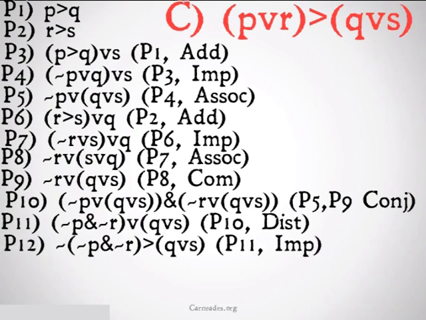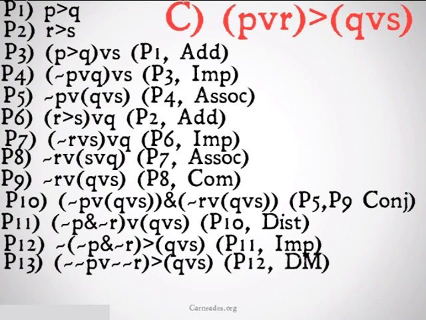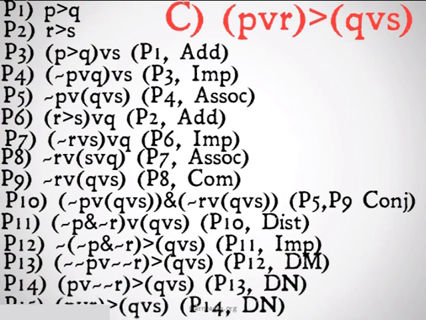Let's take a look. We then will do implication from premise 11 to get not P and not R implies Q or S. Then we'll do De Morgan's rule to bring that negation inside those parentheses, and two rounds of double negation will end us with our final conclusion of P or R implies Q or S, from premises 13, premise 14, double negation. Wow, that was a lot of work.